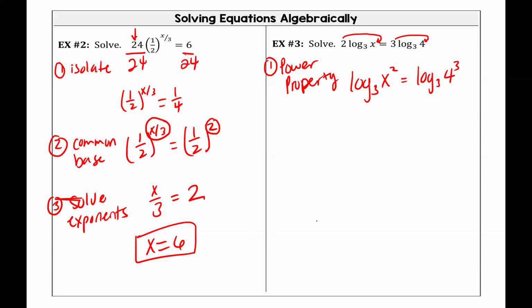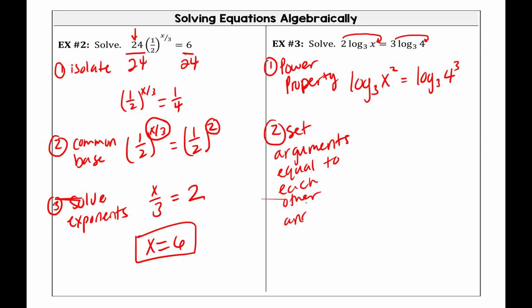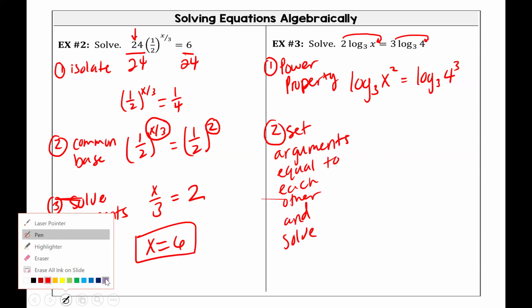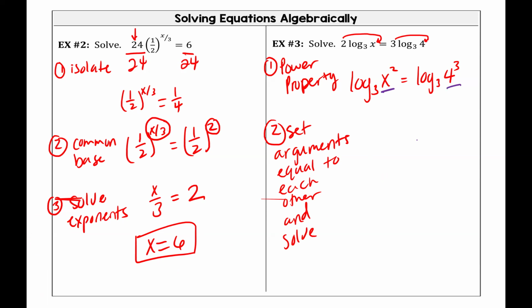Are you with me? And then step 2 is solve only the arguments. So you're going to set arguments equal to each other. Your arguments are what's inside of the log. And solve. It's just one big step. So here, my argument is x squared equals 4 to the third. So we have x squared equals 4 to the third, which is 64. So x has to be 8.